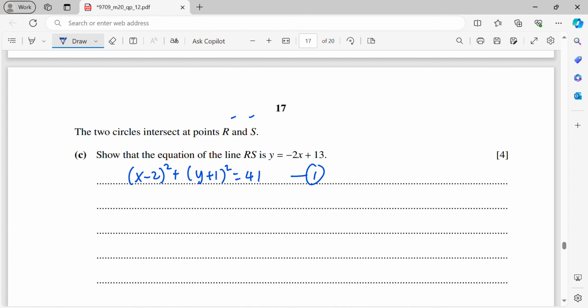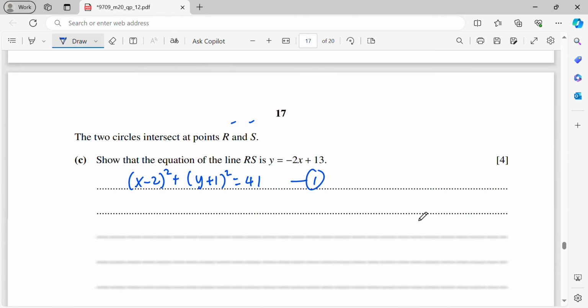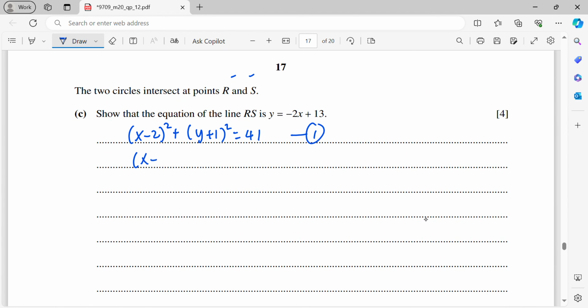This is my first equation. My second equation is (x - 10)² + (y - 3)² equals 41 as well. This is my second equation. So I let the second equal to the first equation.